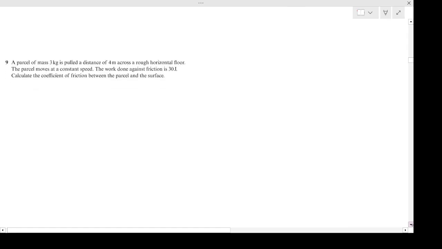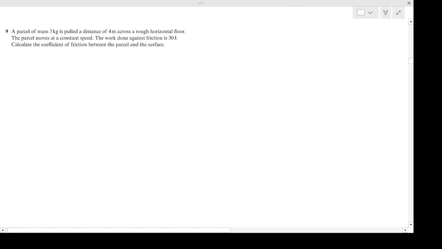Right, we've got this question now. We're told a parcel of mass 3 kilograms is pulled a distance of 4 meters across a rough horizontal floor. The parcel moves at constant speed. Again, what does that mean? No acceleration. The work done against friction is 30. Calculate the coefficient of friction between the parcel and the surface.